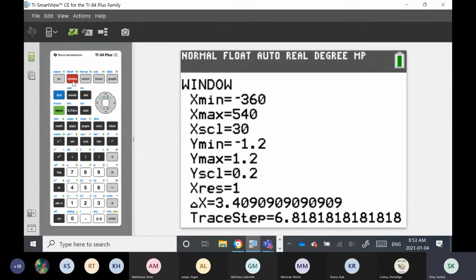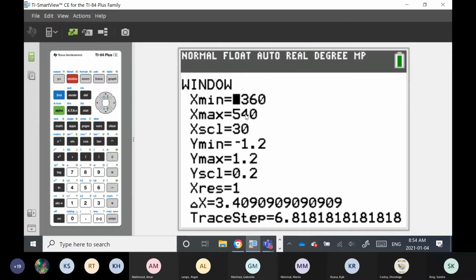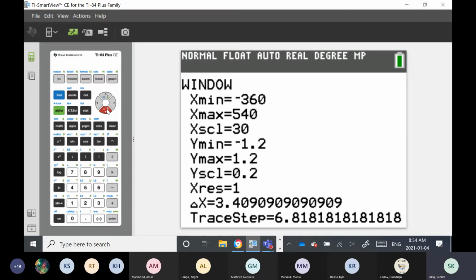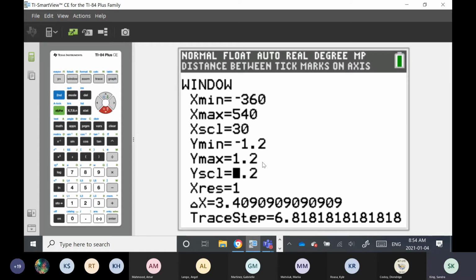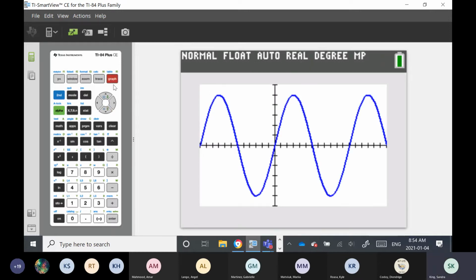And they want us to go from, so it was negative 360 is your minimum, to 540, a scale factor of 30. And then the Y min change, it was negative 1.2 to 1.2, and the scale is 0.2. Okay, so make sure that that's all in there, and then you're going to hit graph. And this is your sine graph here.